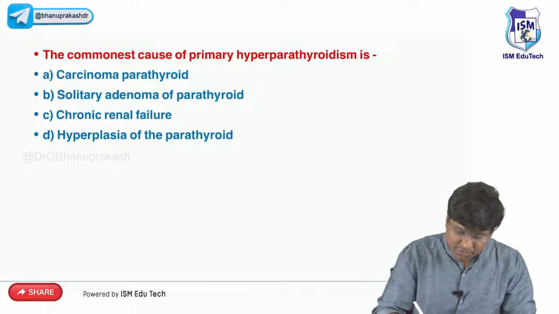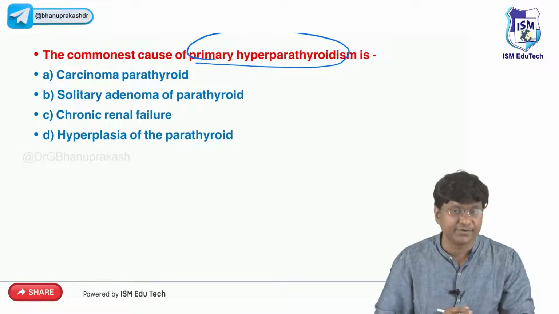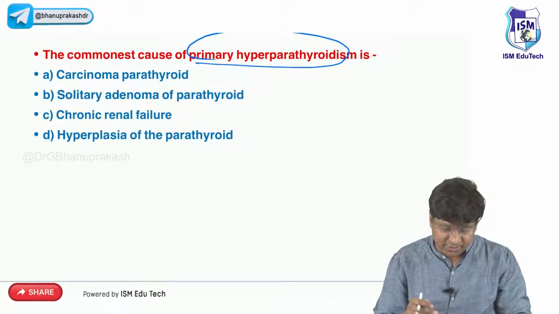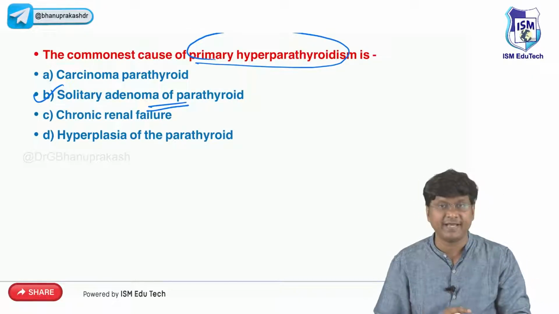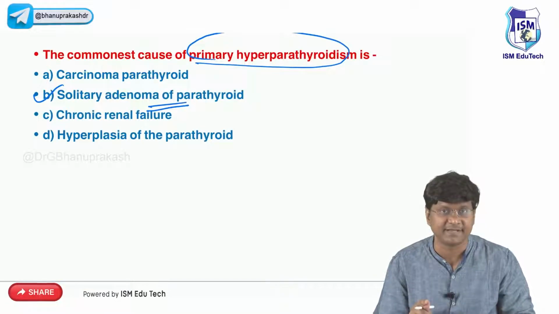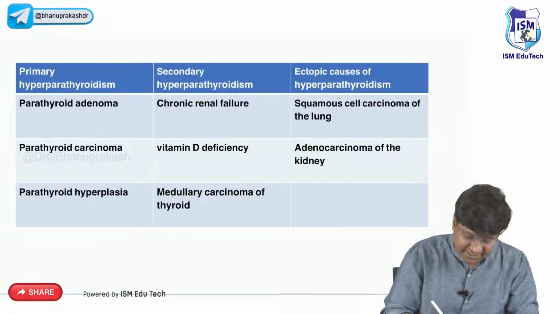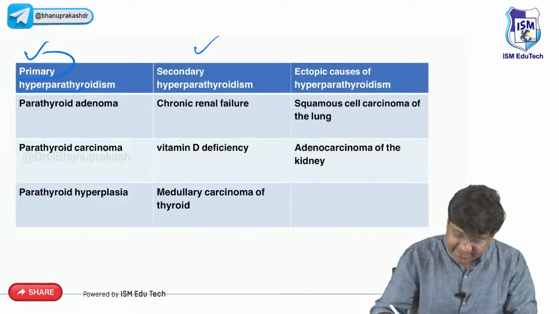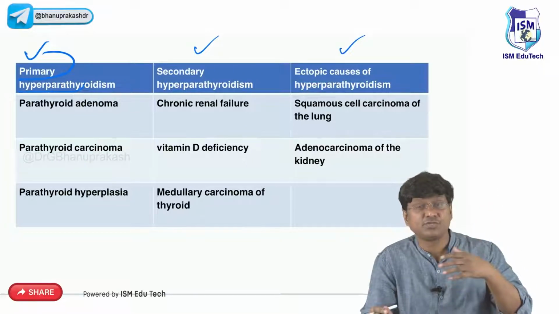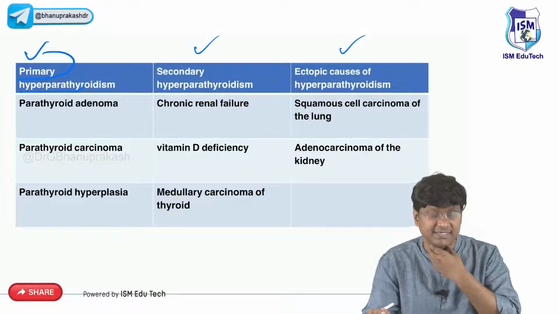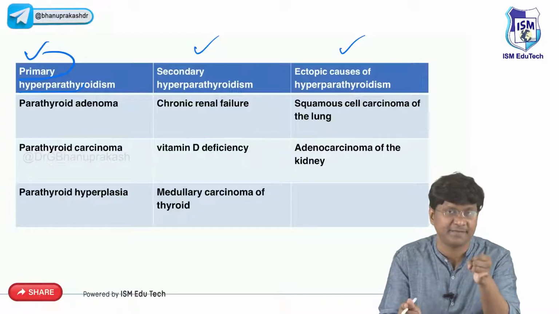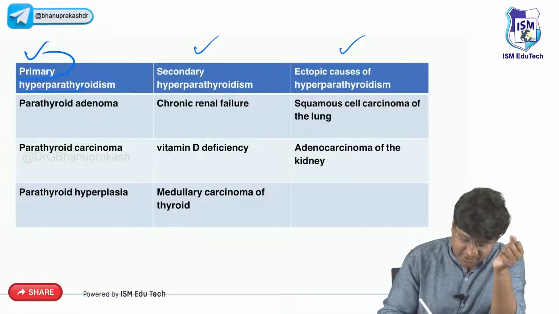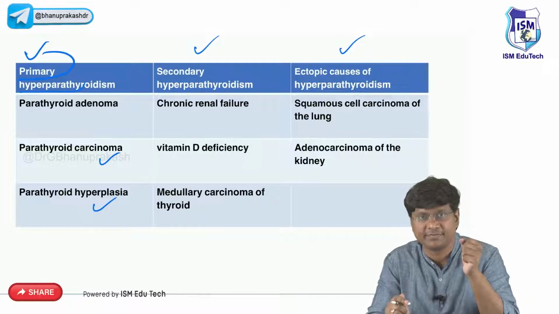So the most common cause of primary hyperparathyroidism is, carcinoma, solitary adenoma, chronic renal failure, or hyperplasia? Remember, it is the solitary adenoma of parathyroid. That is the most common cause of hyperparathyroidism. Now this hyperparathyroidism, we classify into primary, secondary, and ectopic causes. Primary means the pathology is within the parathyroid gland itself. That is solitary adenoma of parathyroid gland, the most common cause for primary hyperparathyroidism. Then the other etiologies are parathyroid carcinoma and parathyroid hyperplasia.